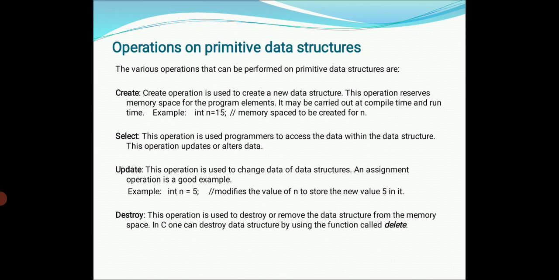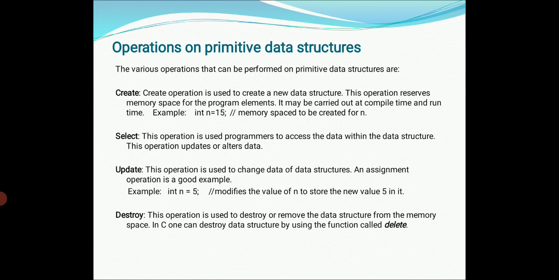This operation reserves the memory spaces for the programming elements. So for example, int n equal to 15. Here n is a variable. The data type is int. The value is 15. The 15 is the number which is assigned to the variable n of the type int. So the memory space is created for n of 2 bytes because it is an int data type.